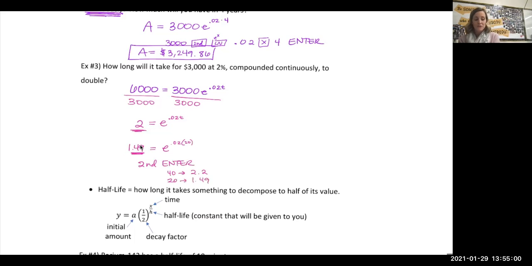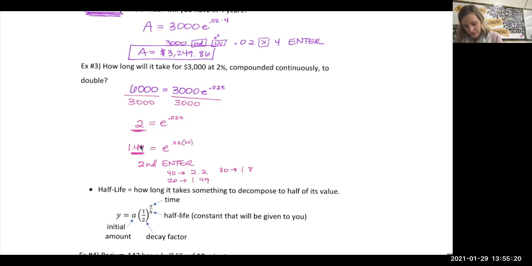Okay, so it's somewhere between 20 and 40. So maybe try 30. Second enter. Change that number to 30 now. And when I type in 30, I get 1.8. Okay, so that's low now. So it's somewhere between 30 and 40.